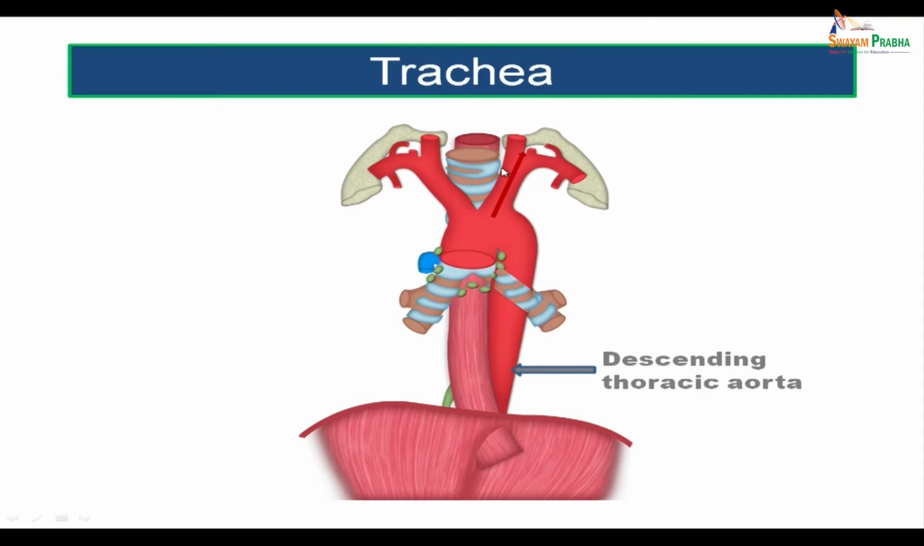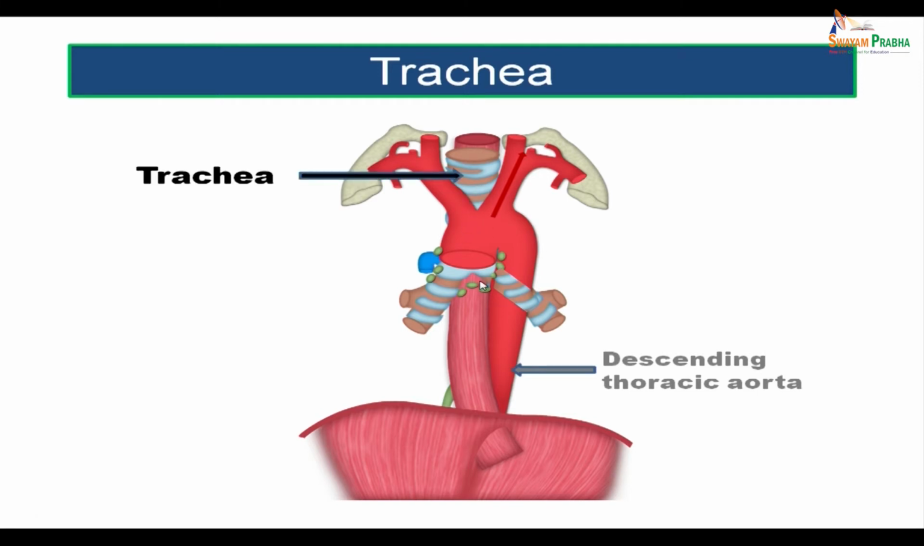On the left side is the left recurrent laryngeal nerve. Then you find the branches of the aorta, the left common carotid and the subclavian, going towards the left side of the trachea. You also find the vagus and the phrenic lateral to it, along with the left lung and pleura.